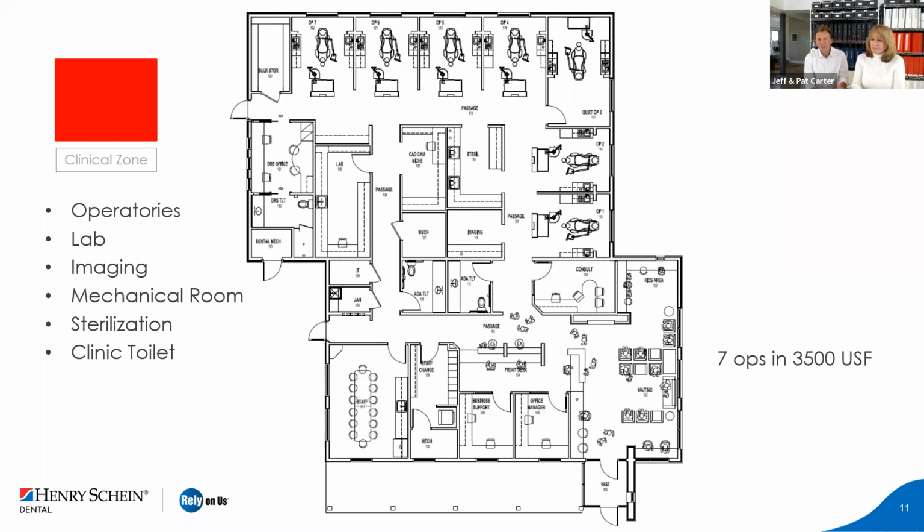The biggest mistake we see is operatories too close to the front desk in the name of saving square footage. If we put 7 ops in 3,500 square feet, we see people put 19 ops in 3,500 square feet. Everybody's on top of each other. You have no chance of controlling social distancing, clinical distancing, whatever you want to call it, in the dental office, because they're on top of each other.